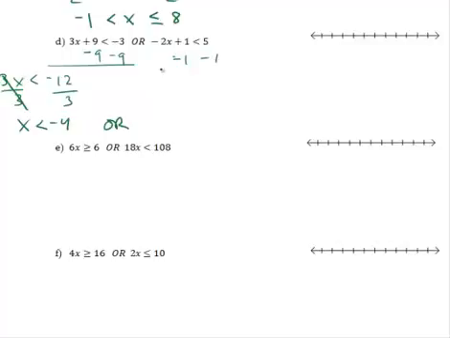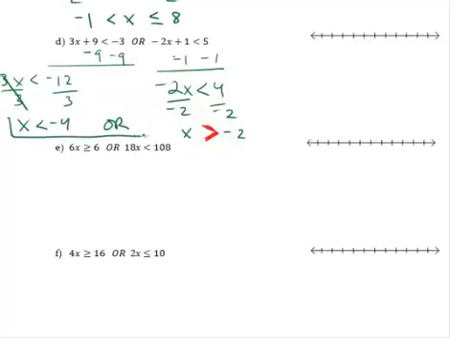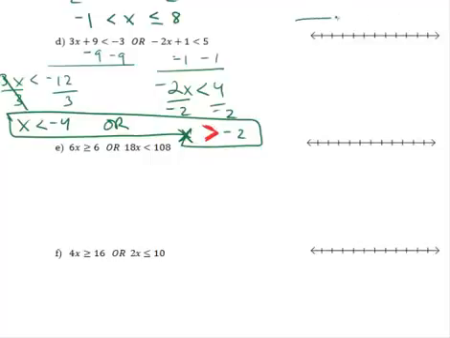Negative 1, negative 1. Negative 2x is less than 4. We're dividing by a negative this time, so we get x and we get negative 2. But remember, the sign has to switch because we divided by a negative. So that's our algebraic answer here. Now we do need a thought bubble for this one since we're graphing 2 different things with that word.